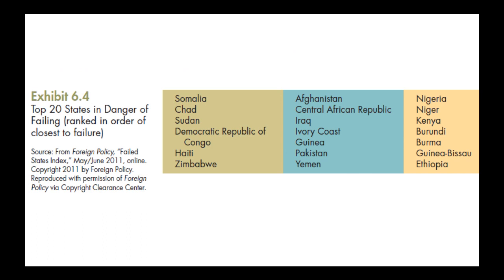This is an interesting chart. These are the top 20 states in danger of failing. We don't think about that very much, insulated in the United States, but there are countries where the entire country itself is in danger of falling apart. That could be everything from their currency going into default to a coup, or they get attacked, whatever it may be. But this is a list of countries in danger of essentially having radical change.